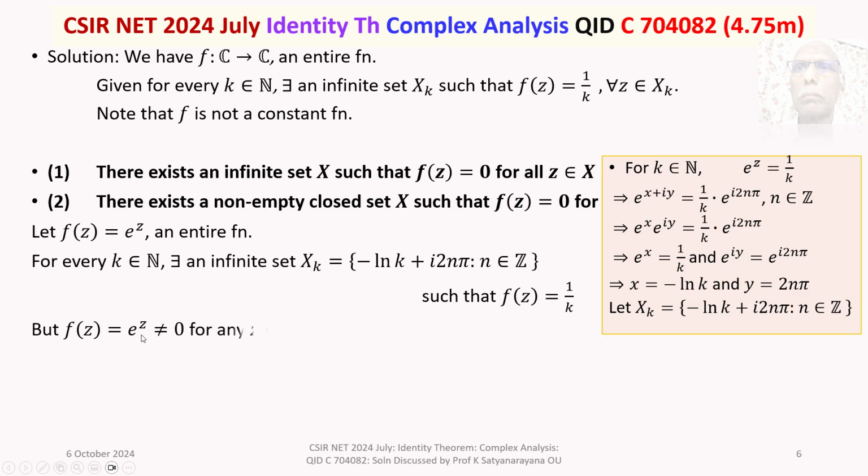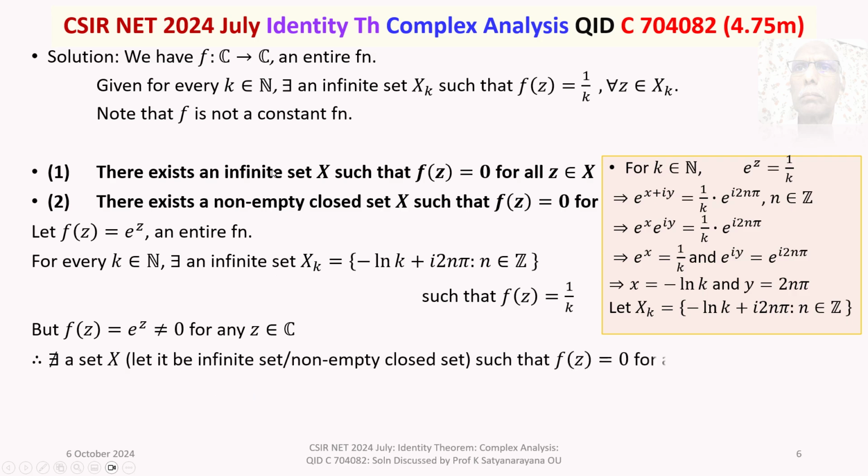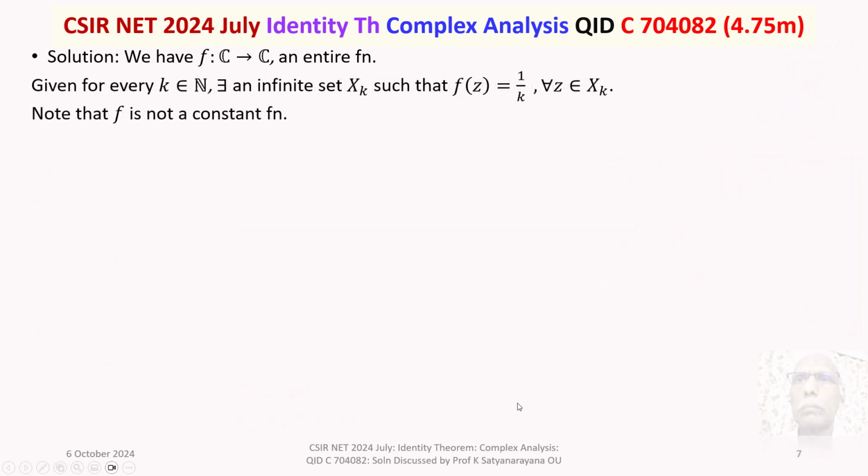e power z, f of z is equal to e power z, is never 0 for any z belongs to C. That means there does not exist a set X, let it be an infinite set, or let it be a non-empty closed set, such that f of z is equal to 0 for all z belongs to X. Thus, option 1 is not true, and so also option 2 is not true. Right. We now move to option 3 in the next slide. That's what we have. Option 3.